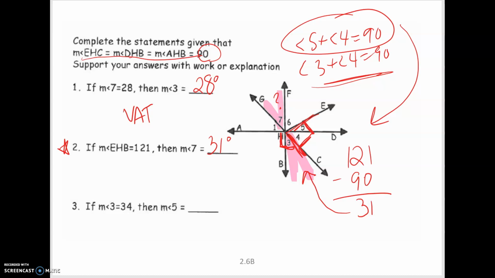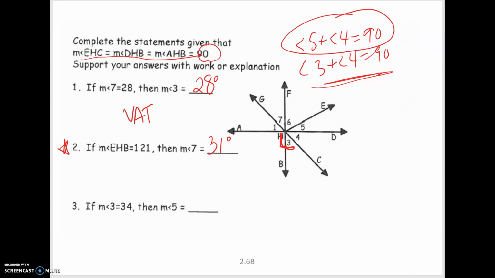Okay, last problem. This one says if the measure of angle 3 is 34. I'm going to erase what I have going on here because remember it's changing each time, different problems. So now I'm moving on to number 3. It says 3 is 34. How much is 5? Think about what could help us out here. If 3 is 34, how do I get to the measure of angle 5?